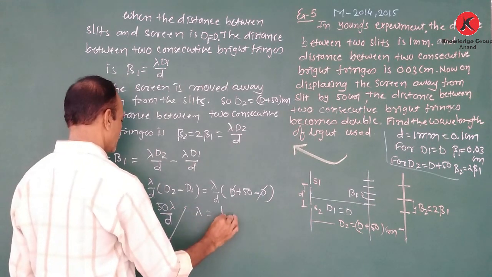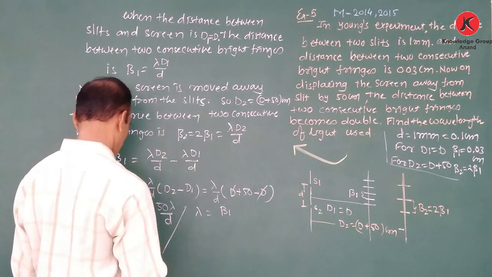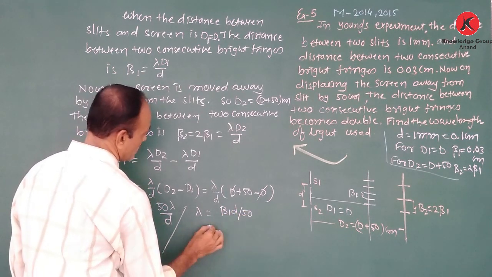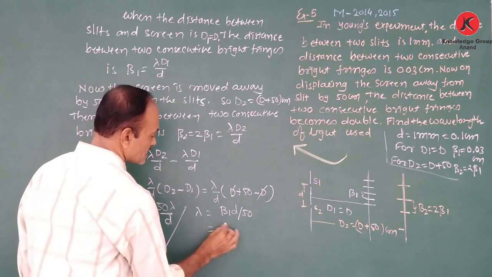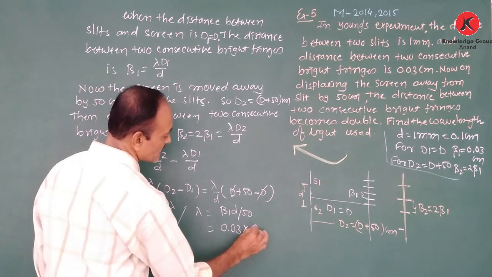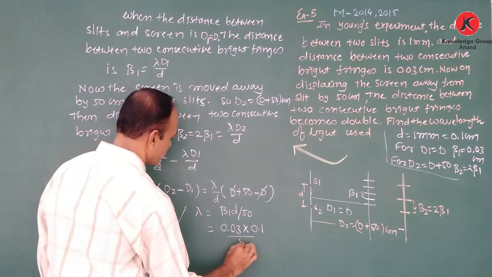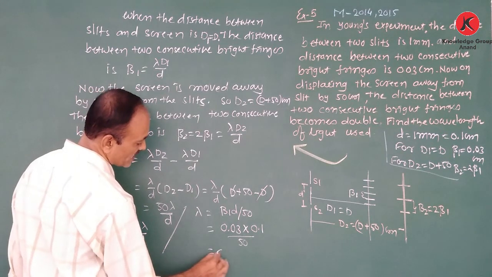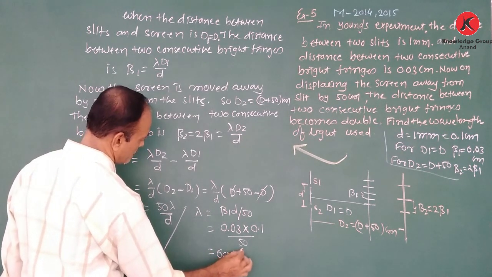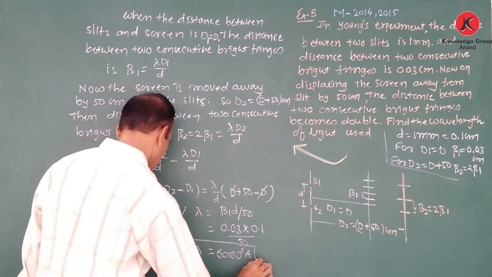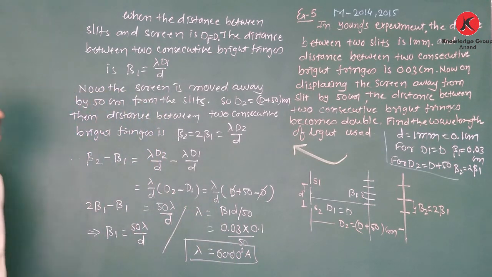Therefore, lambda is equal to beta 1 d upon 50. Beta 1 is given, that is 0.03, d is 0.1 centimeter, upon 50. Therefore, we obtain the wavelength as 6000 angstrom. The wavelength of the light used in this experiment is 6000 angstrom.